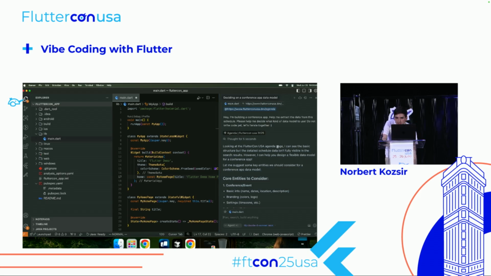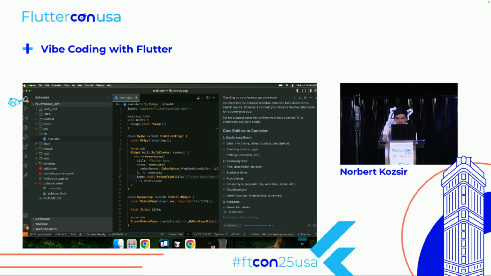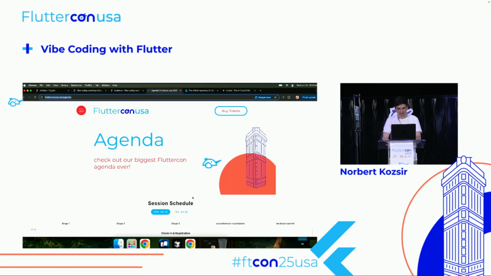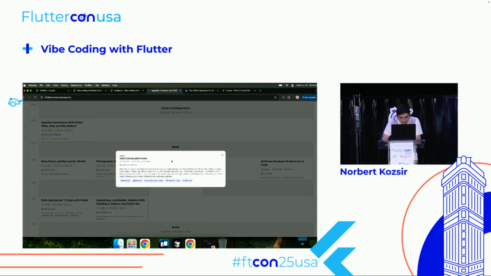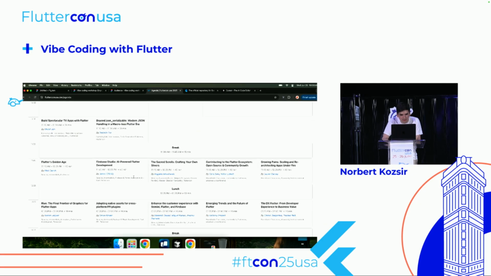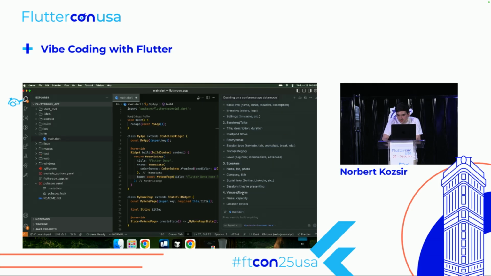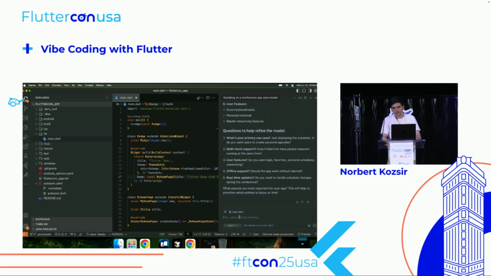So looking at the Fluttercon USA agenda page, and so on. Core entities to consider: conference event, basic info, branding, settings, okay, sessions, talks, start and end, description, room, venue, session type, track category, level. Let's double check. Looking at these, I'm not sure if there's a level like intermediate, expert, or beginner, so that might not be needed. Room venues, schedule days, user features, maybe networking features, use case. Okay, that's a pretty good question. What's the primary use case?